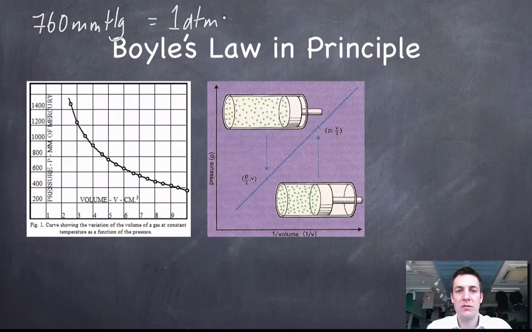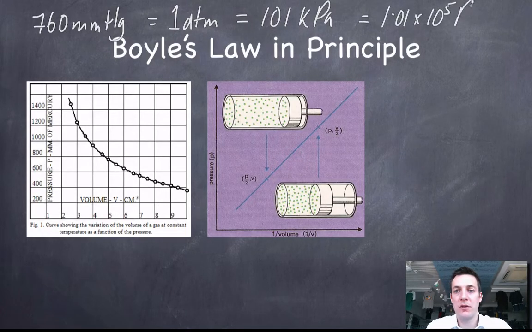So the pressure at sea level is 1 atmosphere, which is about equal to 101 kilopascals, which is 101,000 pascals, or 1.01 times 10 to the 5 pascals. So a few different pressure units there, and it's important that we know how to convert between them. There's 760 millimeters of mercury to every atmosphere. 1 atmosphere is equal to 101 kilopascals.